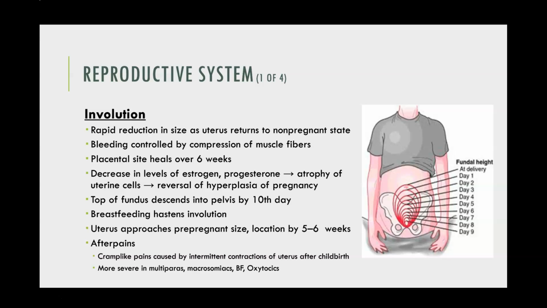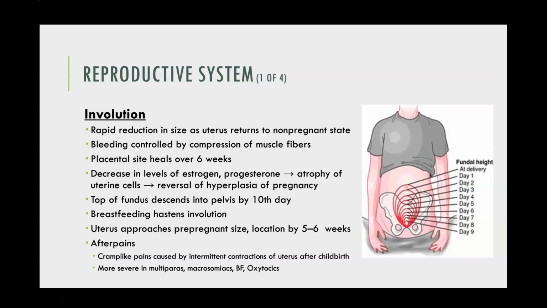There are changes in the uterus. There is a rapid reduction in size of the uterus as it returns back to its non-pregnant state. The bleeding of the postpartum period is controlled specifically by the compression of muscle fibers within the uterus. The placental site in the uterus takes about 6 weeks to heal over. And we also have some hormonal changes that happen at this time.